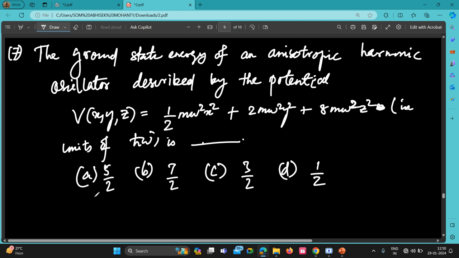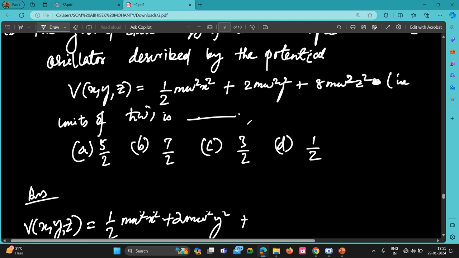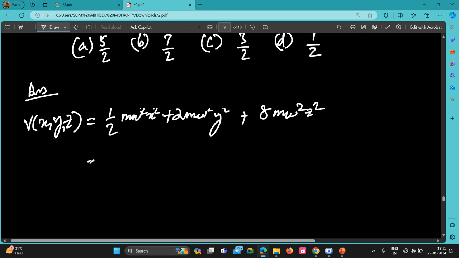Okay, how to solve it? Let's write the potential V(x, y, z): half m omega square x square, plus 2 m omega square y square, plus 8 m omega square z square. I will write everything in the same form.